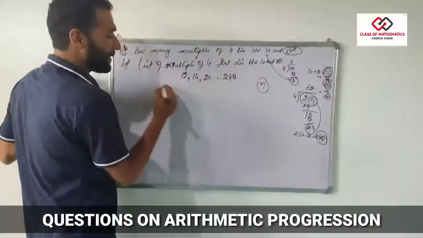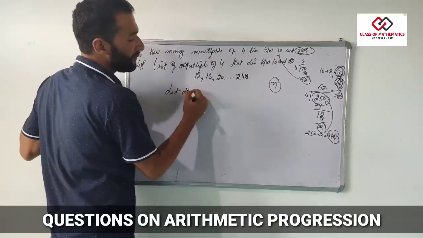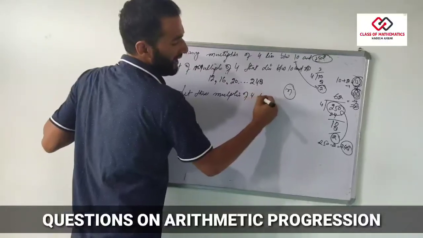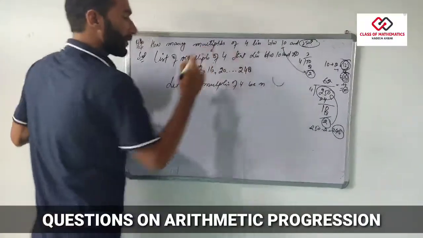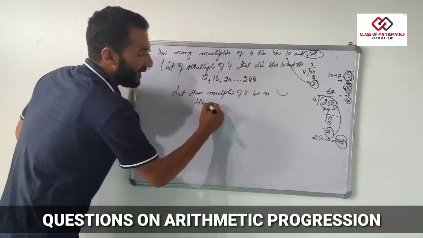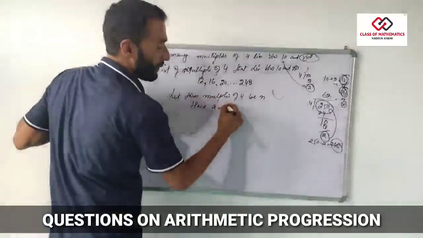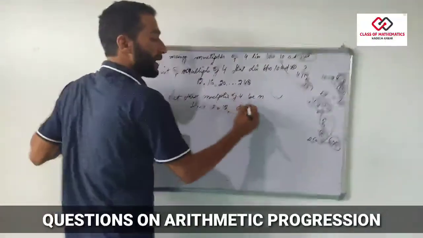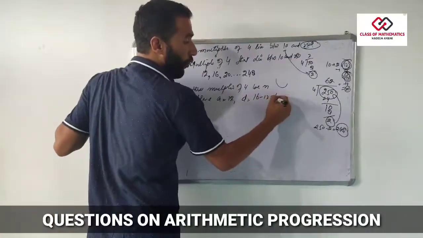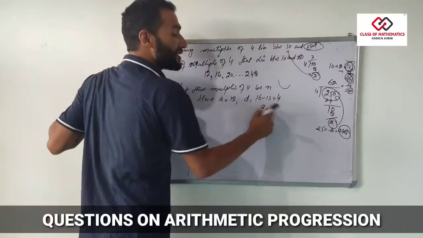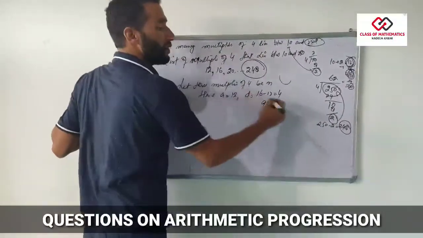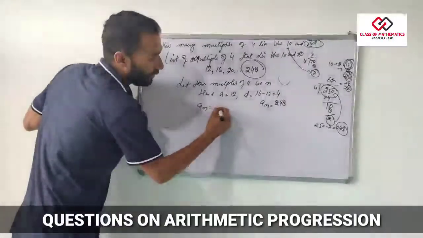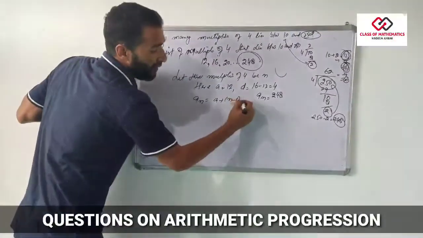Let these multiples of 4 be n. Now what's A? A is the first term, that's 12. What's D? D is the common difference, that means 16 minus 12, that's 4. And what's AN? What's the last term? The last term is here, 248. But we know that AN is equal to A plus n minus 1 into D.